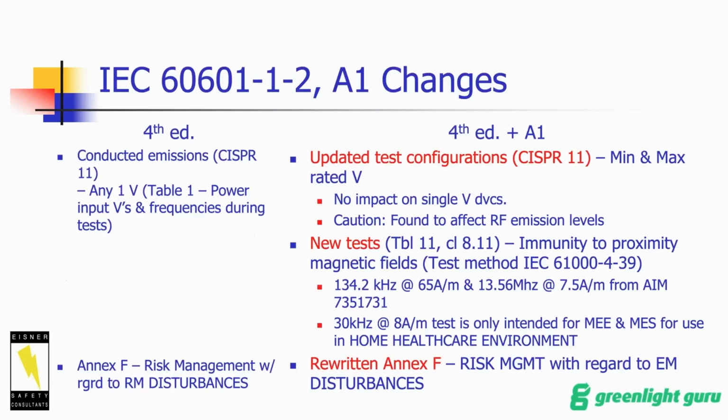EM disturbances, the updated standard. We went from conducted emissions, 1 voltage, to min and max voltage, no impact on single volt devices. Immunity to proximity magnetic fields is an FDA added requirement, is what I understand; they're the ones that added it in. And the test method is in 61004-39. It's based on an AIM standard, which not many test labs do, and a couple of frequencies. And there's one home healthcare environment test specifically, and Annex F has been rewritten, and it's much easier and better to understand than the previous one.